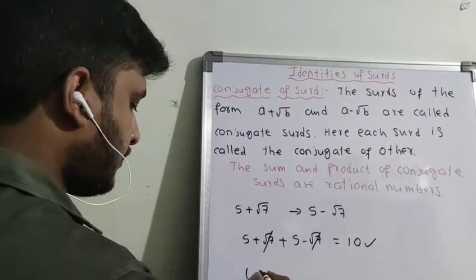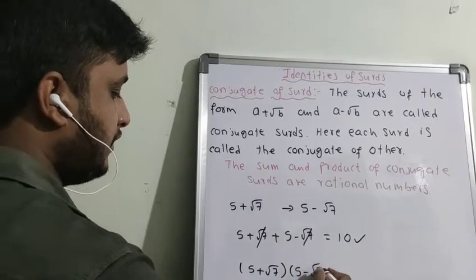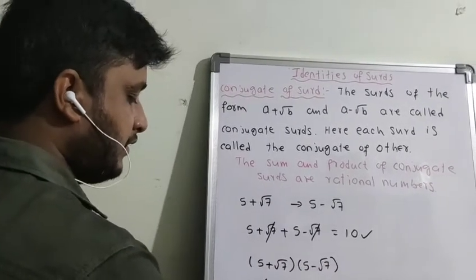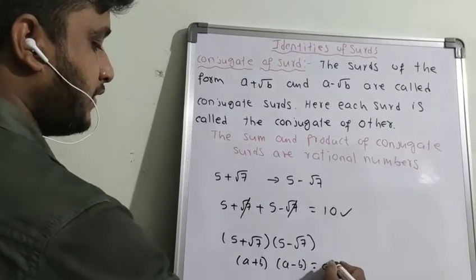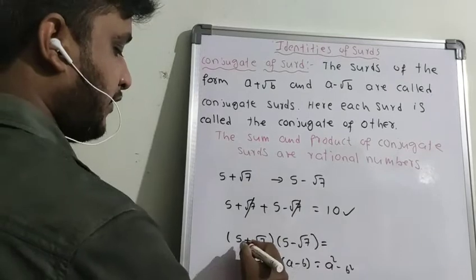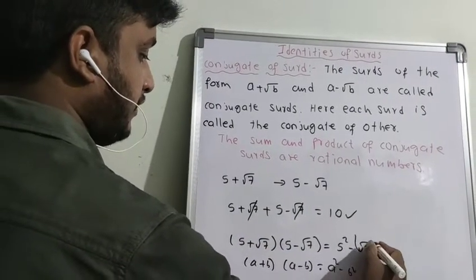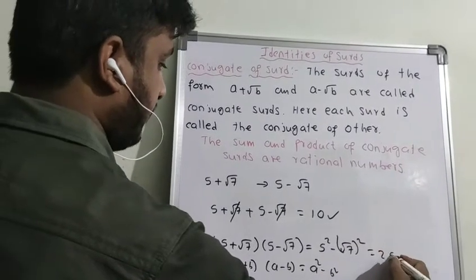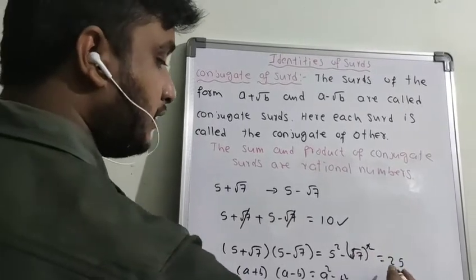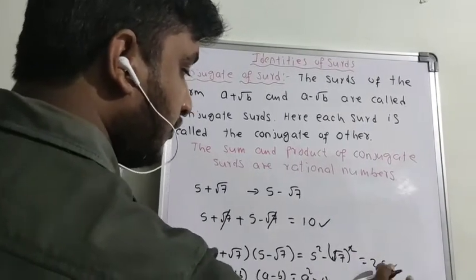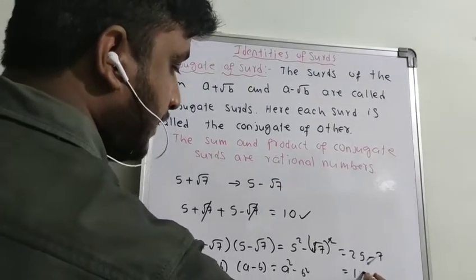So do the multiplication: 5 plus root 7 into 5 minus root 7. It is in the form of a plus b into a minus b, and a plus b into a minus b is equal to a square minus b square. Similarly, 5 plus root 7 into 5 minus root 7, you can write as 5 square minus root 7 whole square. 5 square is 25, and the square and root get cancelled. Why? Because the order and power are the same, so both get cancelled. So the answer is 25 minus 7, which I think is 18.